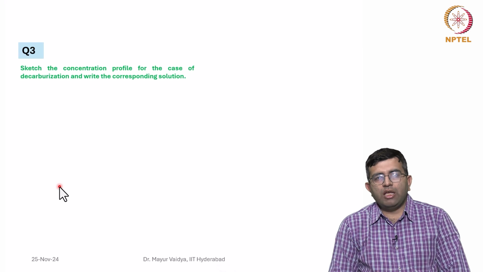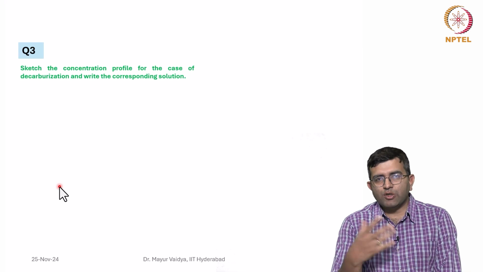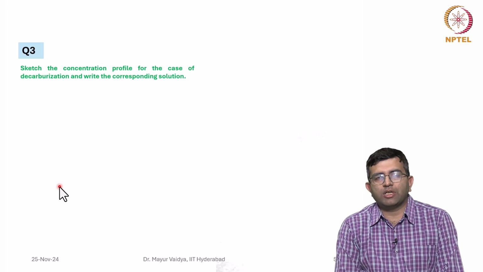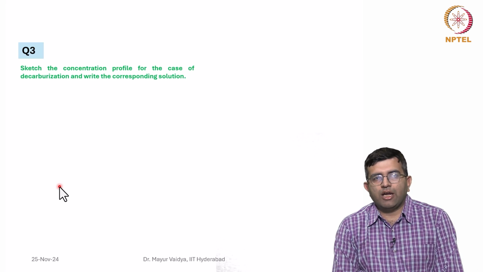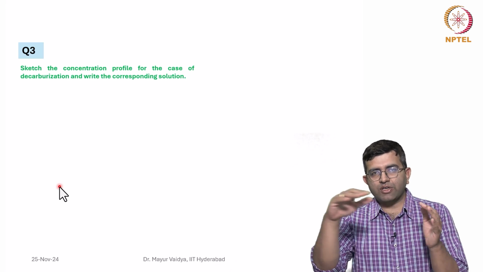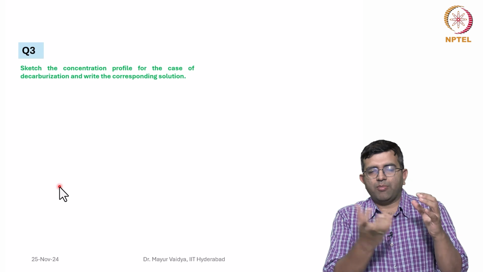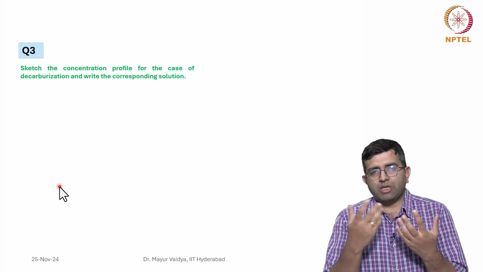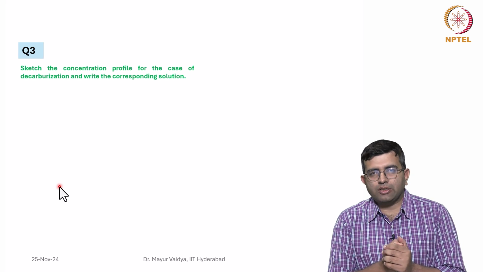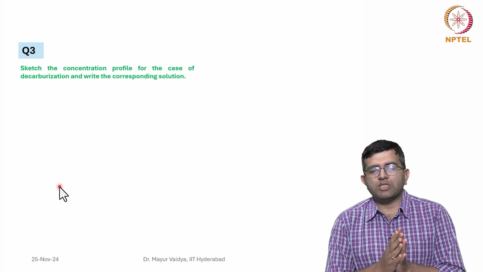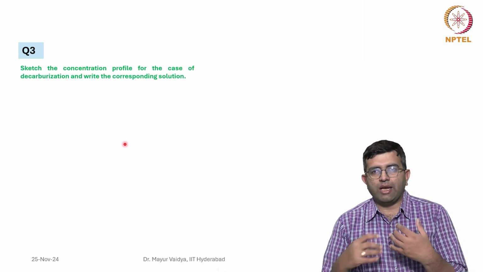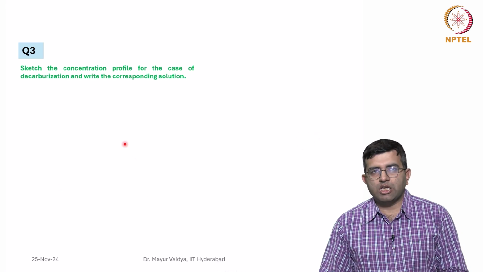Now, question number 3 is an application of what we have learned in the class. Sketch the concentration profile for the case of decarburization and write the corresponding solution. We talked about carburization, where a surface concentration of carbon is maintained by maintaining a flow of gas, but sometimes you also need to get rid of carbon at the surface. That process is known as decarburization. So how would we write the solution and how do we sketch the profile?